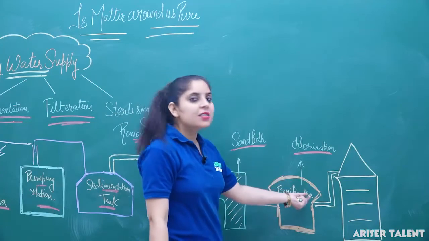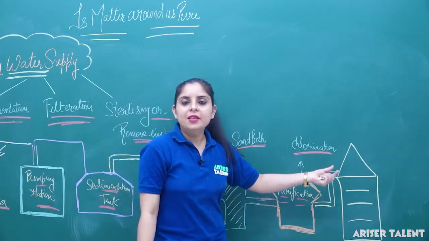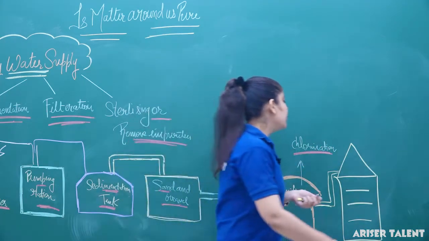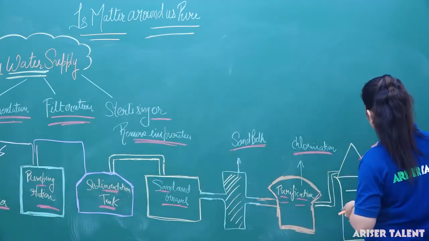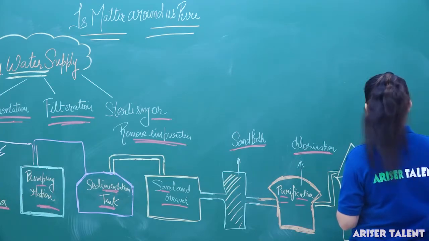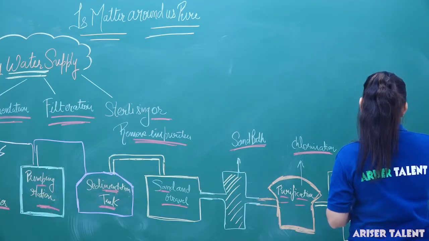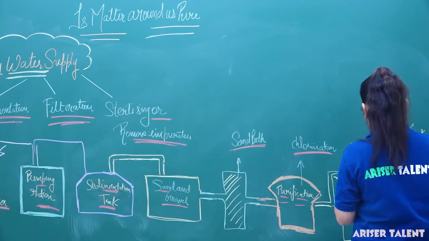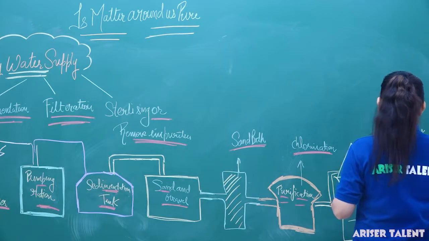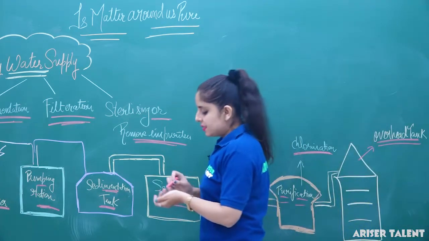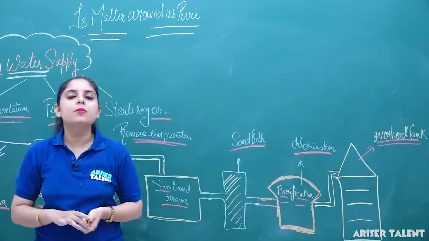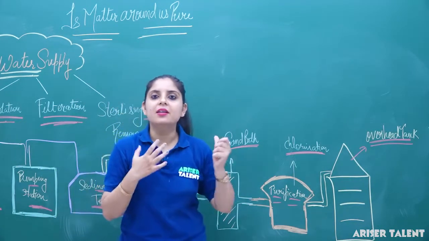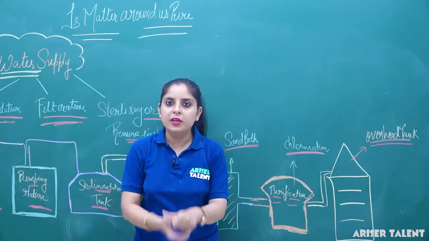Now, after this chlorination step, you will get the water in your overhead tanks, which is situated at the top of your house. So this is your overhead tank. You can see that for the cleaning of the water, you have to perform 3 basic steps: first sedimentation, second filtration, and third purification, or chlorination, you can say.